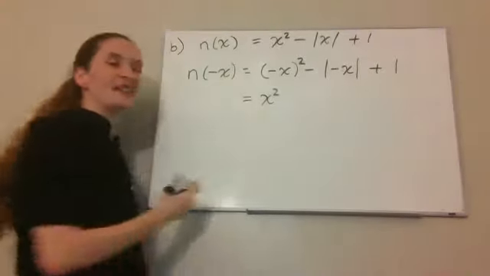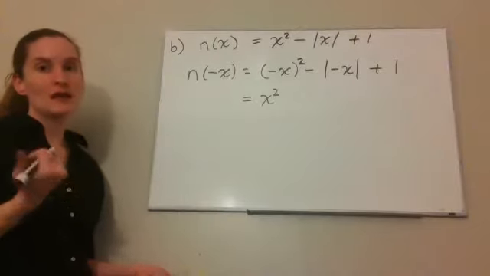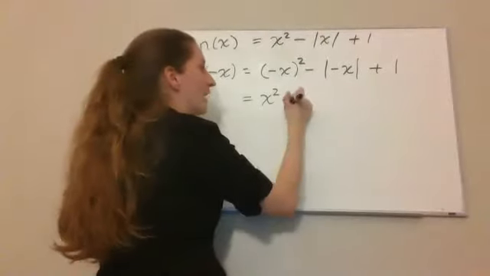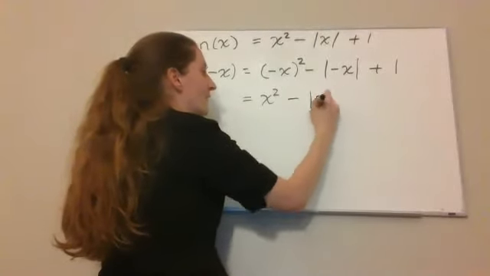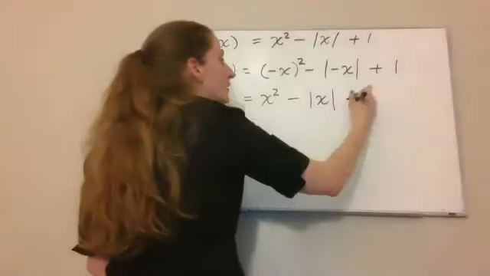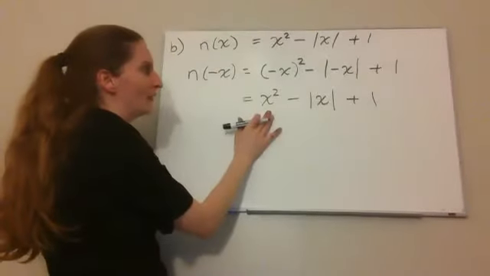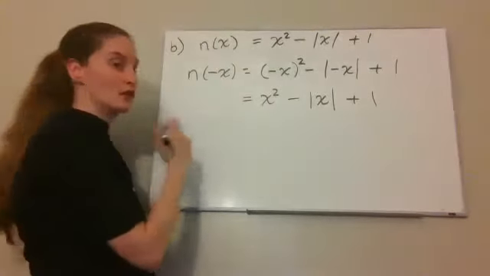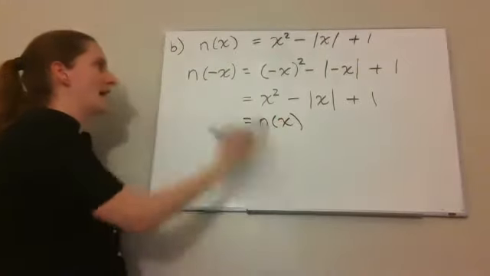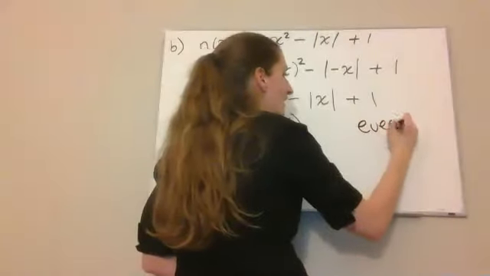Having a negative inside of absolute values, we have to think about what absolute values do. They take things and make them non-negative. So the absolute value of negative x is the same thing as the absolute value of positive x. And I have my plus 1. Well, this happens to be exactly equal to my original function. This is n of x. So I got n of negative x equals n of x. This means we have an even function.